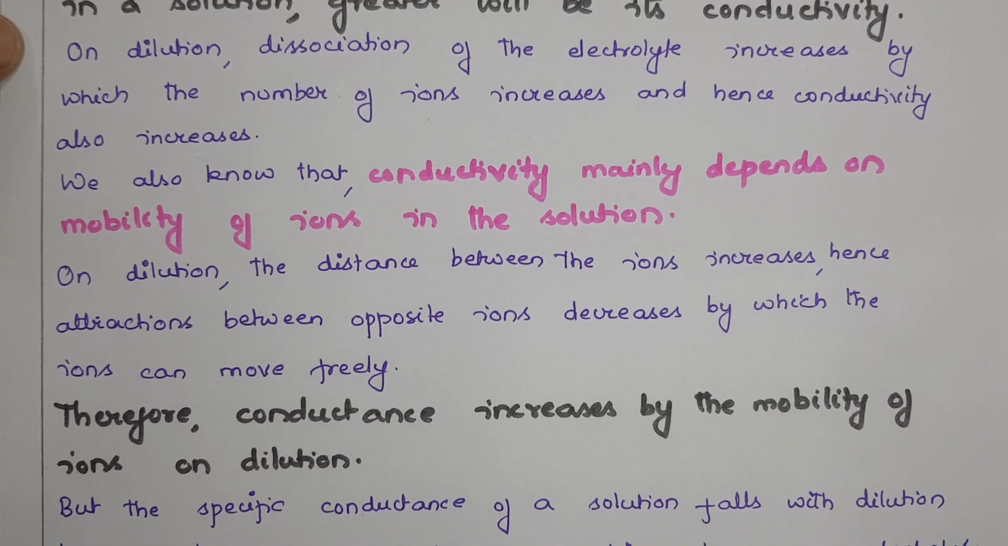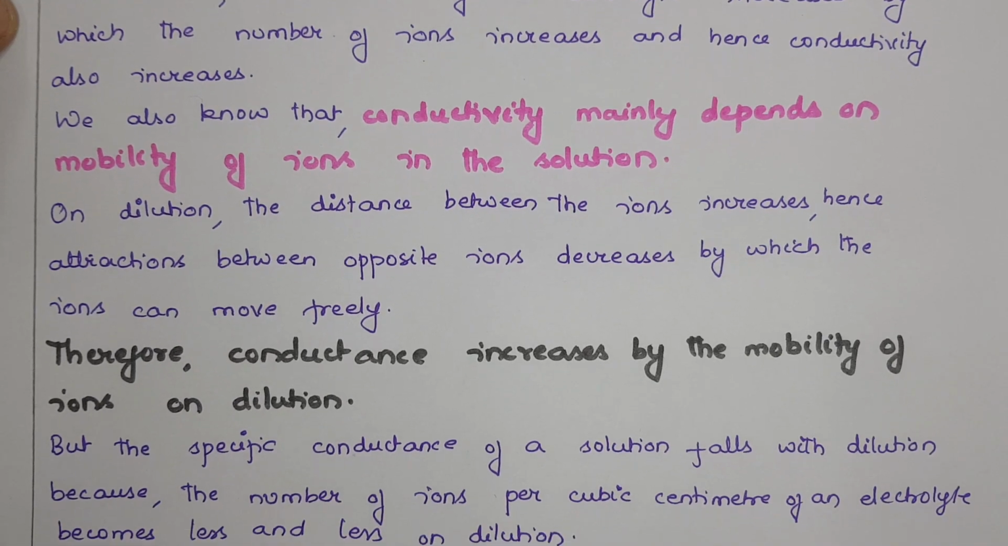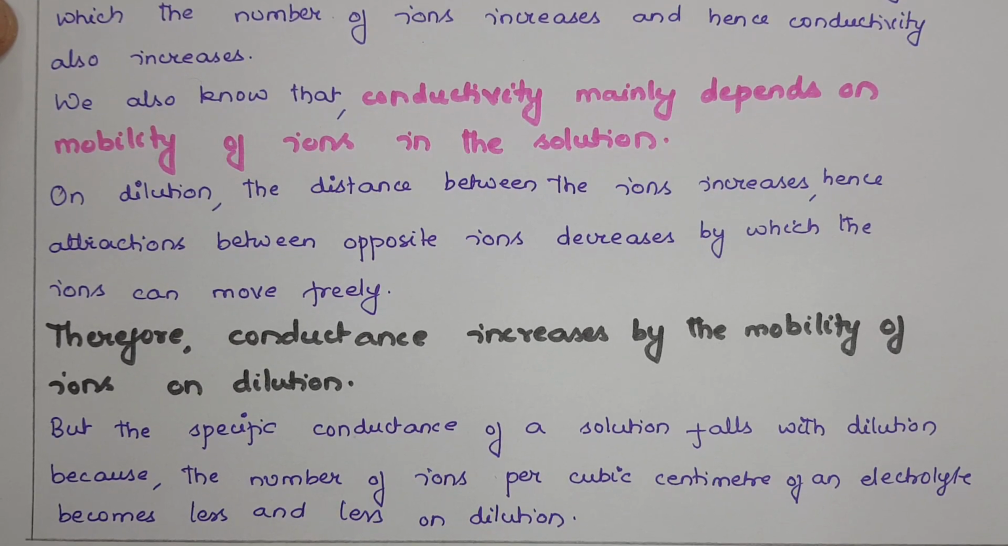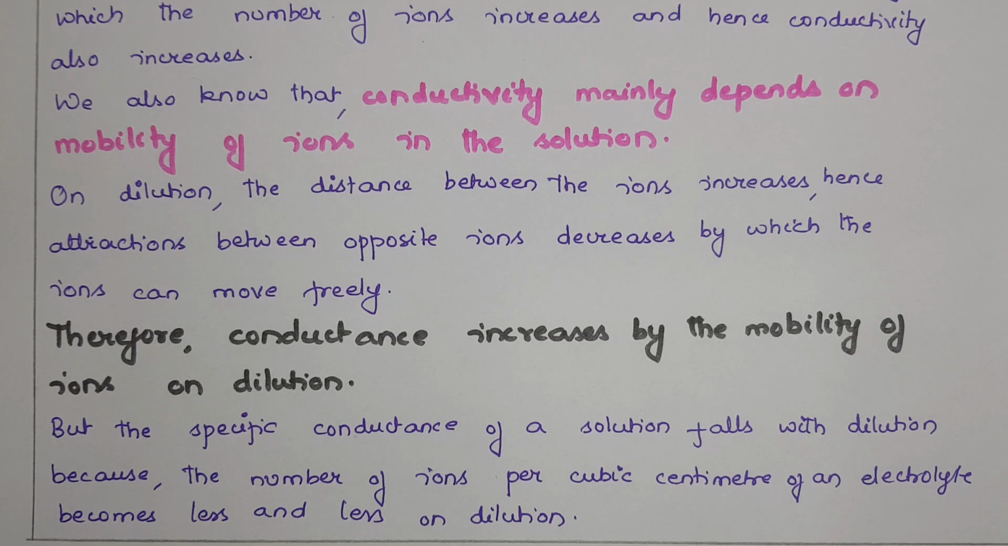Next. But the specific conductance of a solution. You all know what specific conductance of a solution is. This also I have explained in the previous video students. Now, the specific conductance of a solution, how does it vary with the dilution? It decreases with the dilution. Till now we have seen conductivity increases on dilution. Why? Because the number of ions increases and also the mobility of ions increases. But here you can observe that specific conductivity of a solution falls with the dilution.